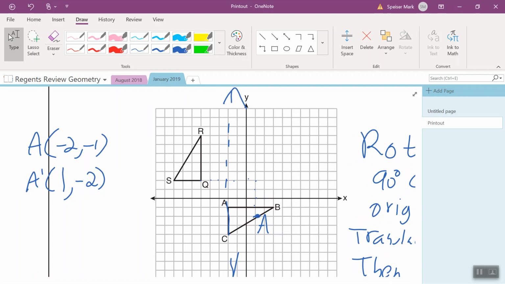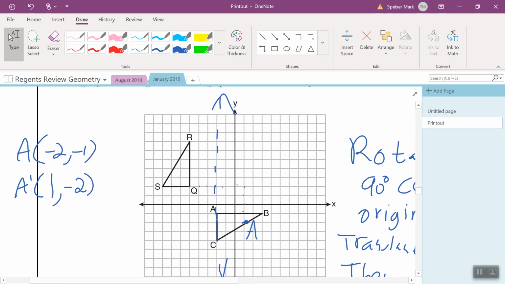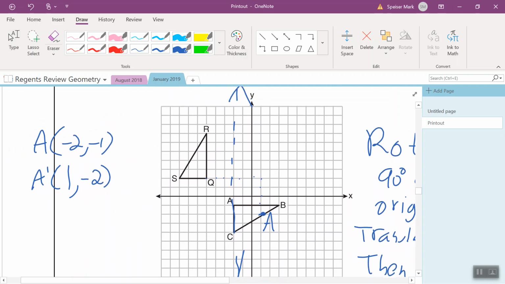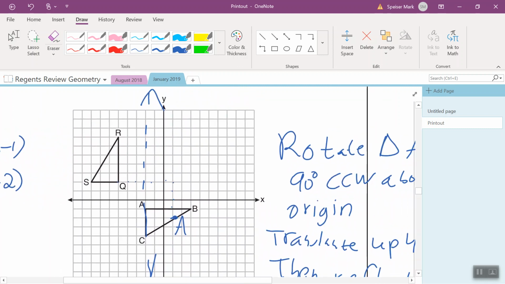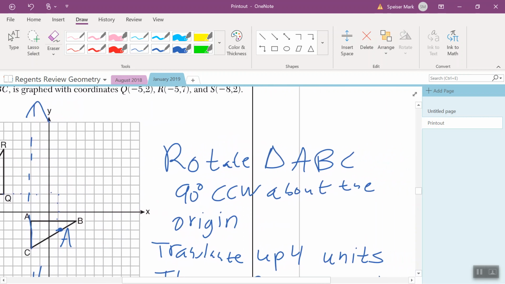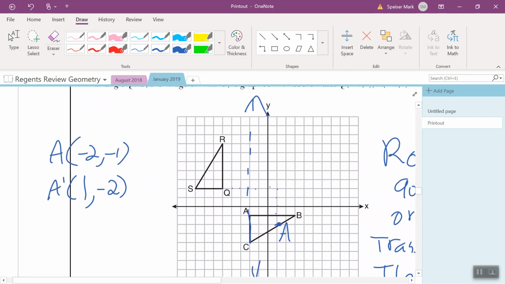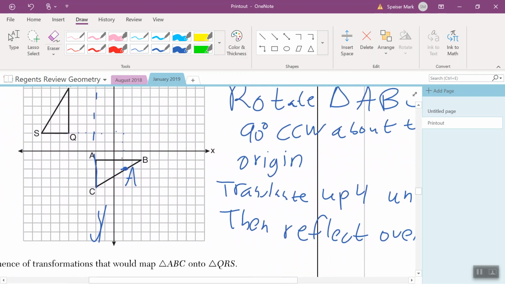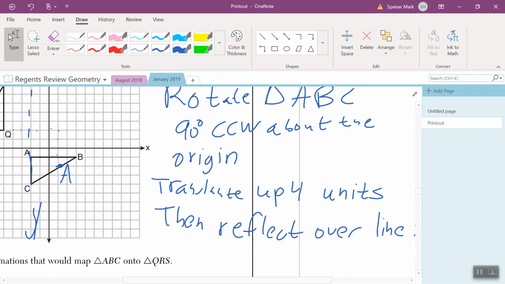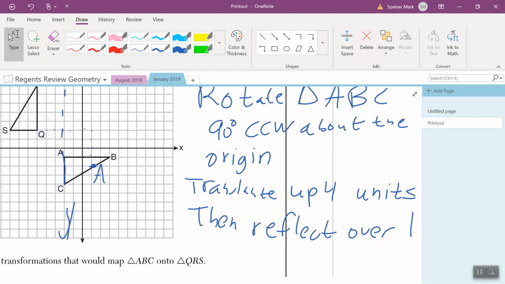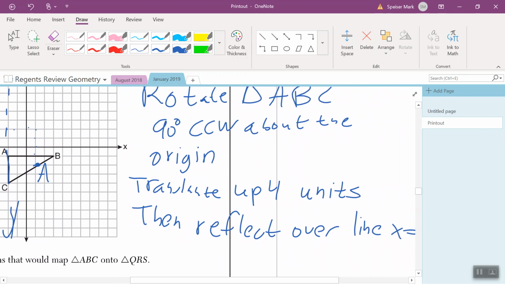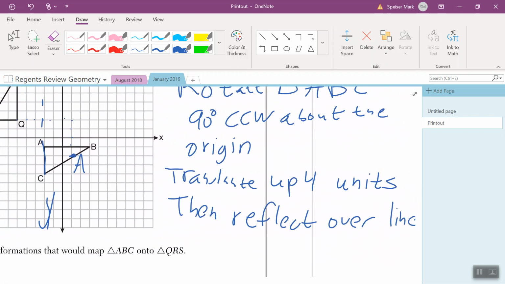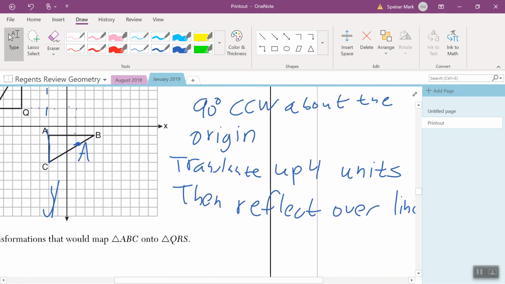You look at one point, A. A went from -2 to -1. And you want it to rotate 90 degrees counterclockwise about the origin. So you have (1, -2). Then you translate up 4 units to get A to match up with Q. And then you reflect over the line x equals -2.